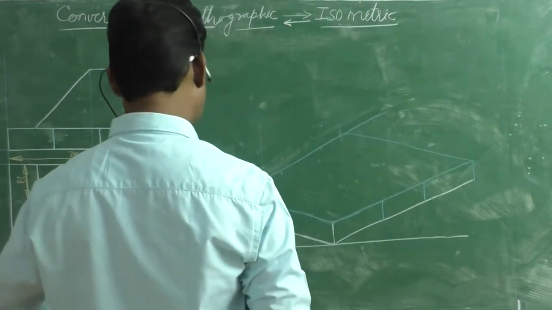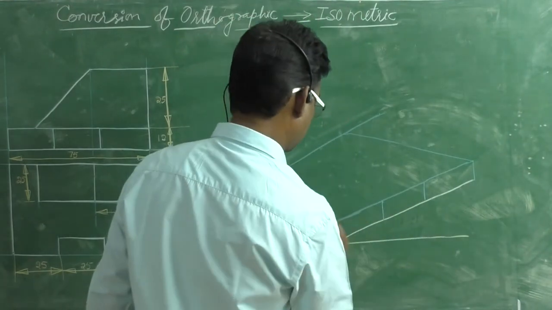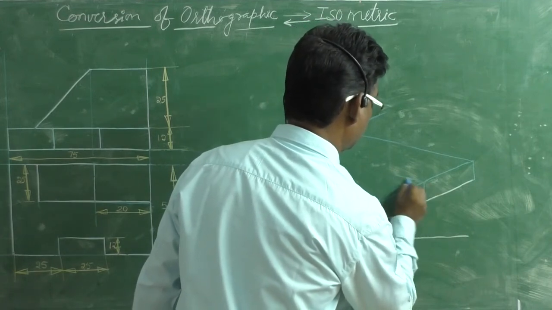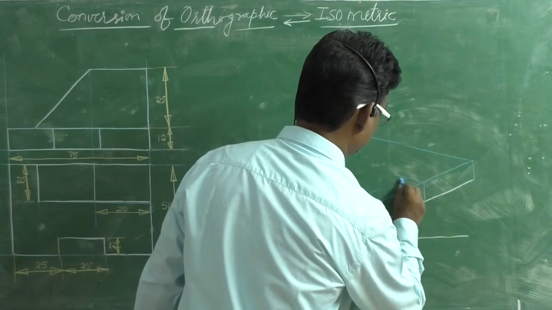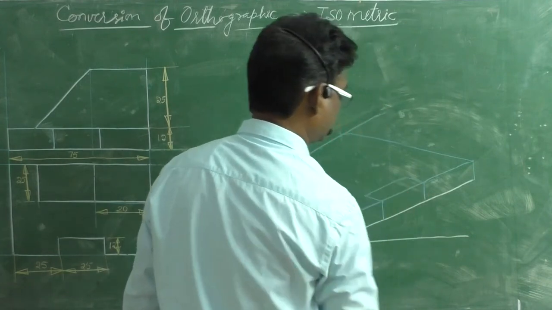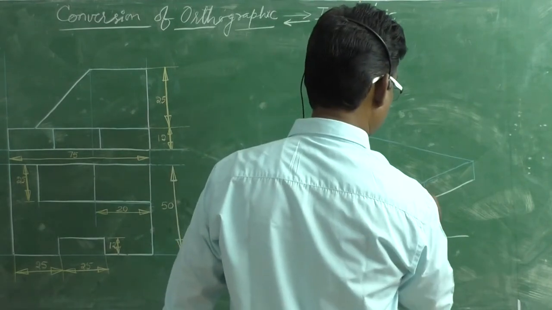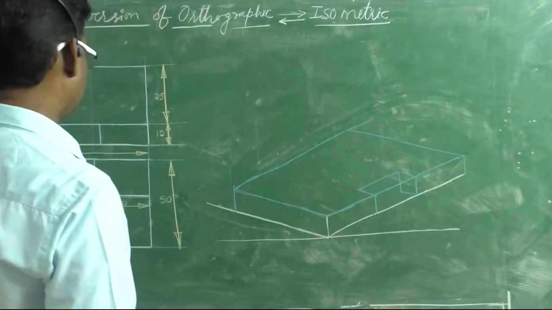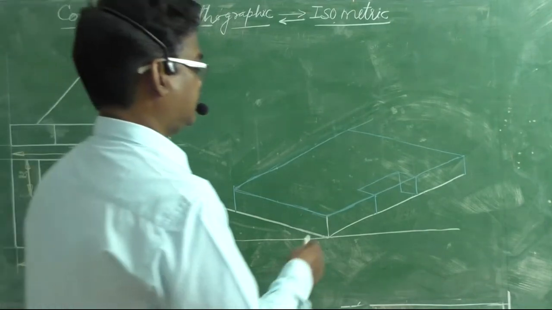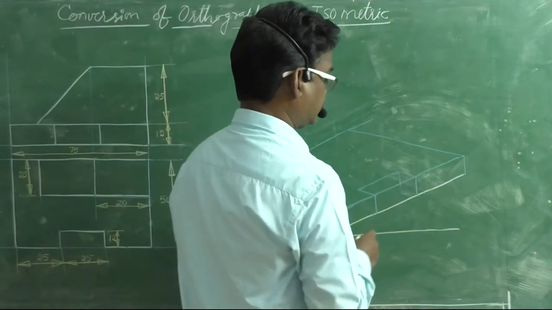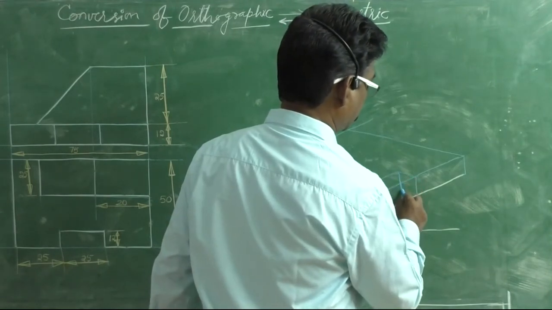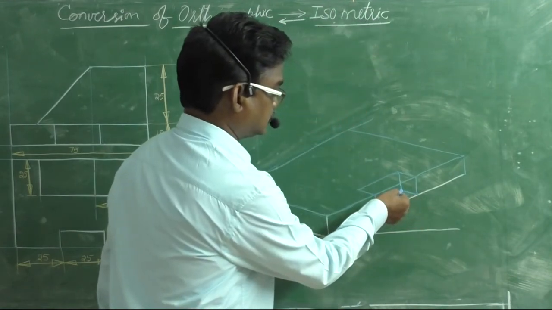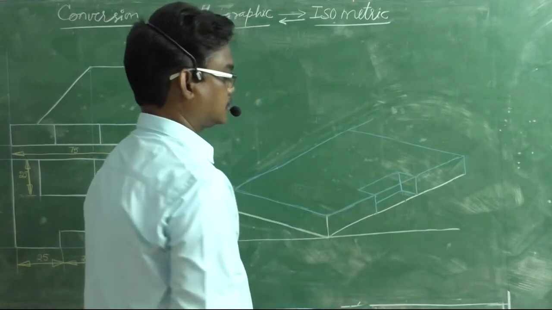After that, this slot, this is 12, parallel line to this, 12, and here it is 12. After that, draw a parallel line, and this parallel line. Now, the bottom rectangular block is finished, and here this also we need to draw parallel to the vertical line, and this is parallel, and this edge is also visible, parallel to this.